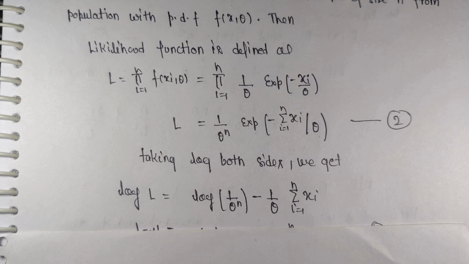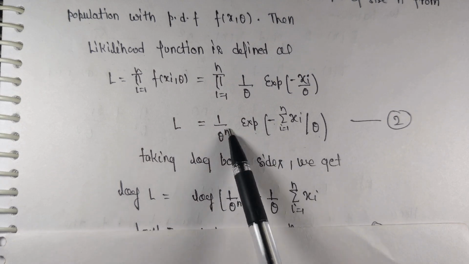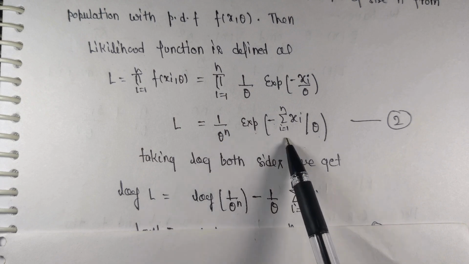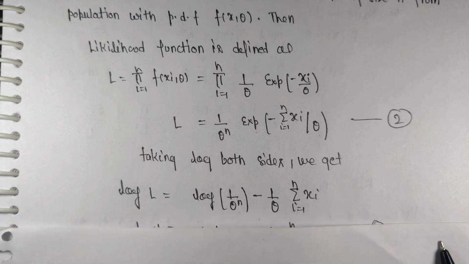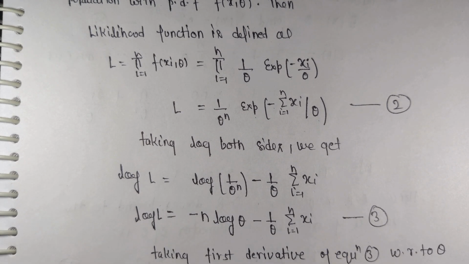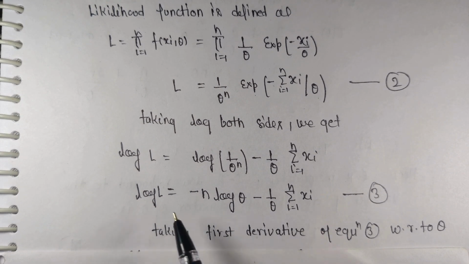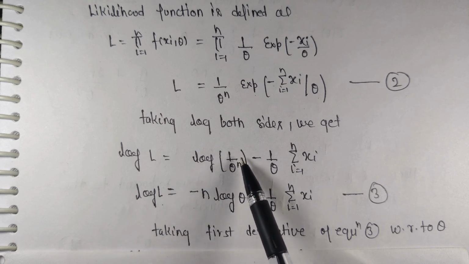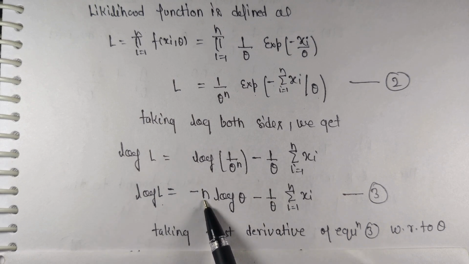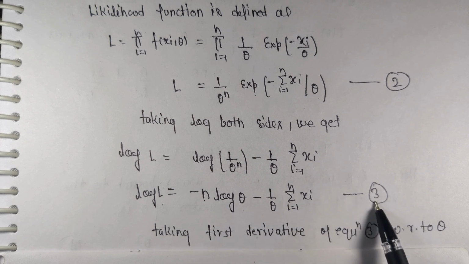log of L on the left hand side, and the right hand side is what? Again we have two terms, so log of this into this is log of 1 upon theta to power n minus log of exponential, which is 1 upon theta summation of xi. Okay, so now come to the next step. Simplify this equation. Log L is equal to theta to power minus n, and by the log property you can write it as minus n log theta, and the second term is minus 1 upon theta summation of xi. This is equation number 3.